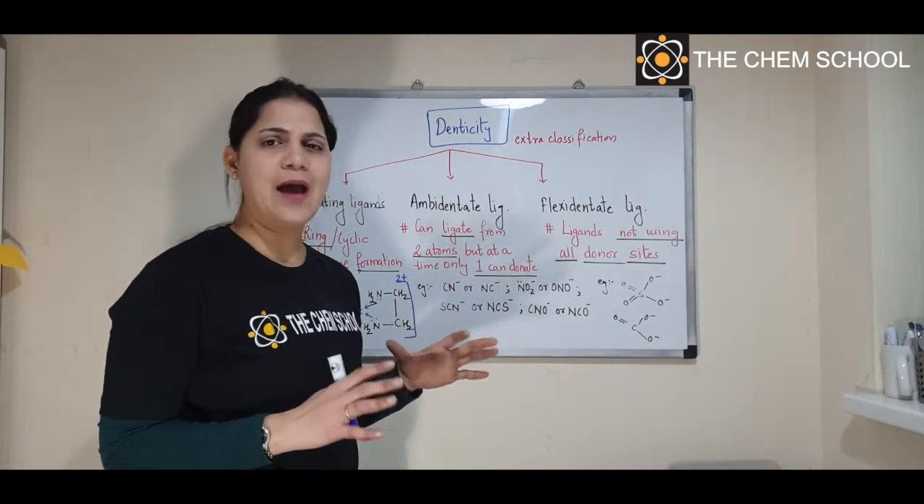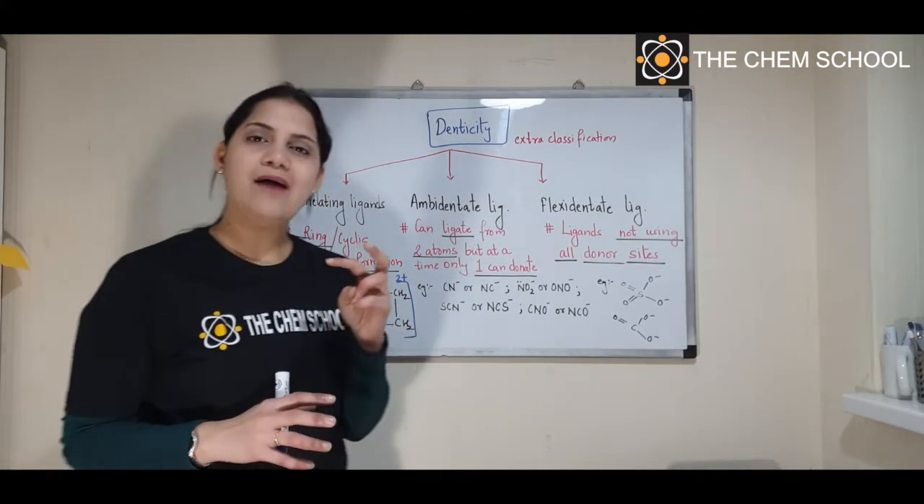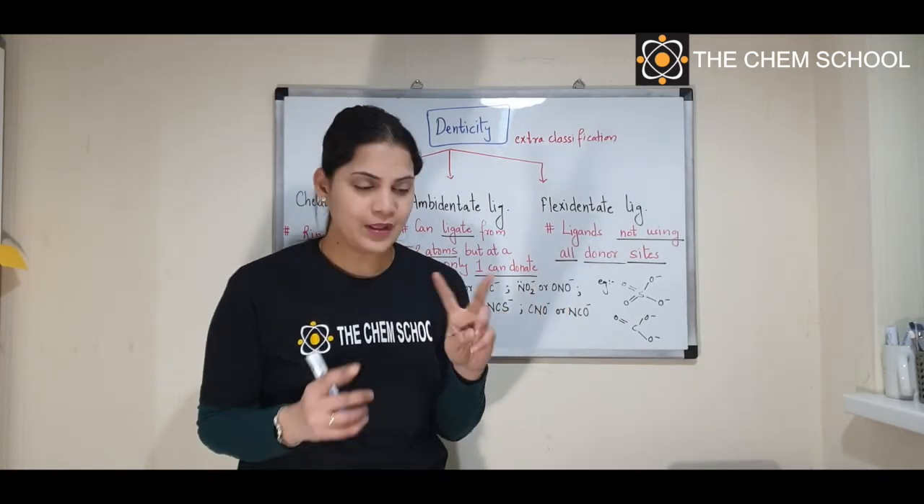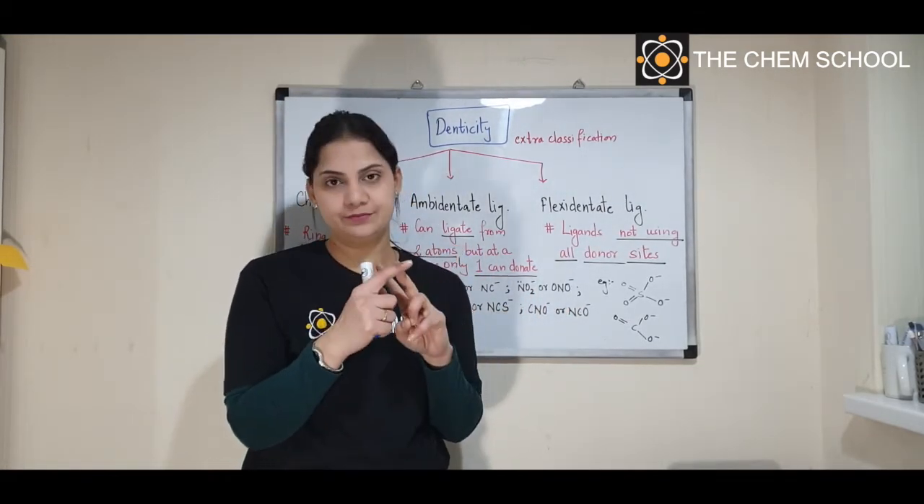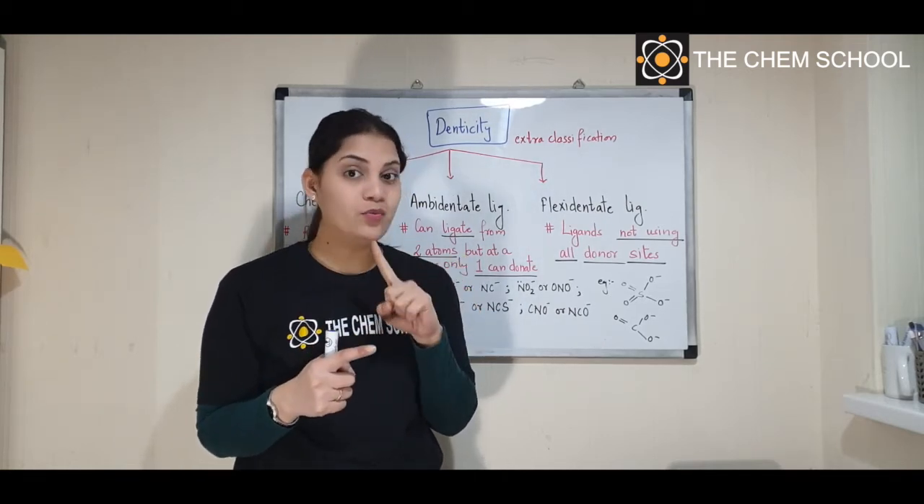The next one, ambidentate ligand. Let's keep it very simple. It means I have a choice. Now if I take cyanide, C or N, at a time I can donate only one.